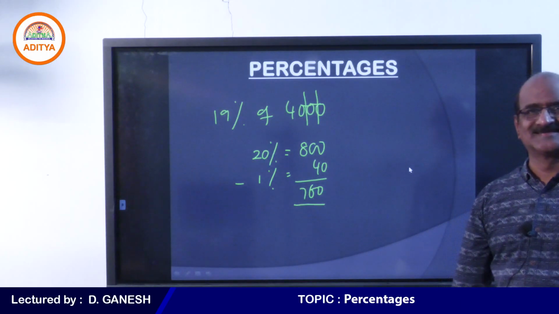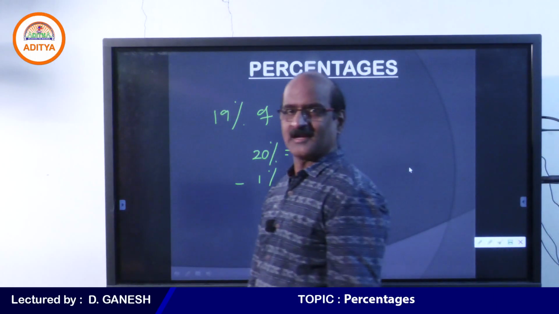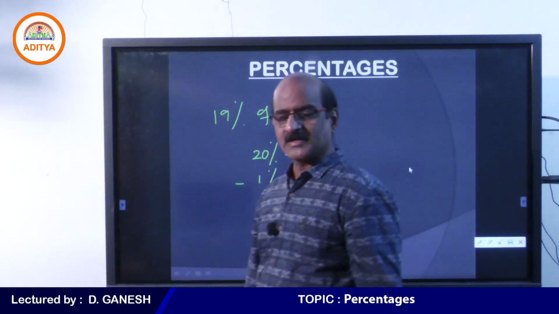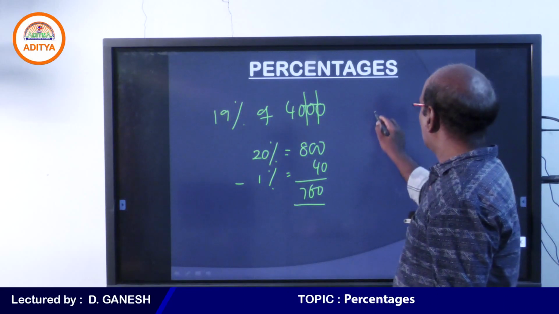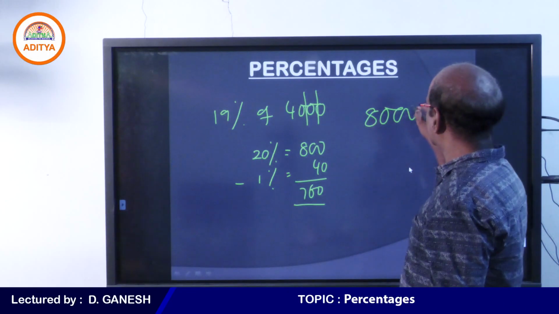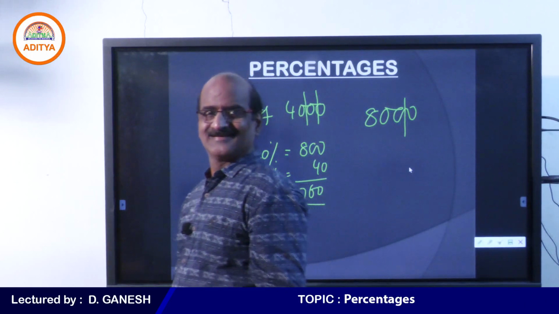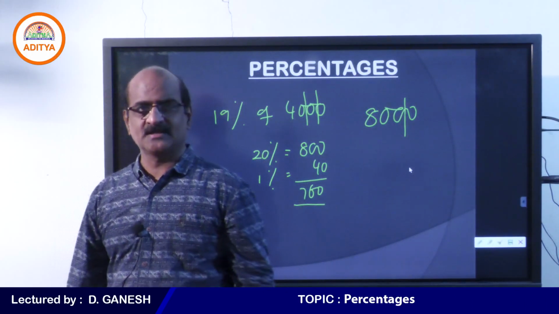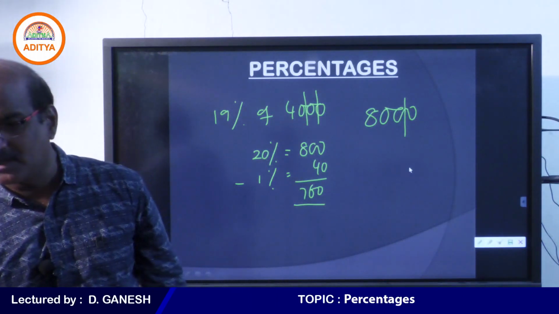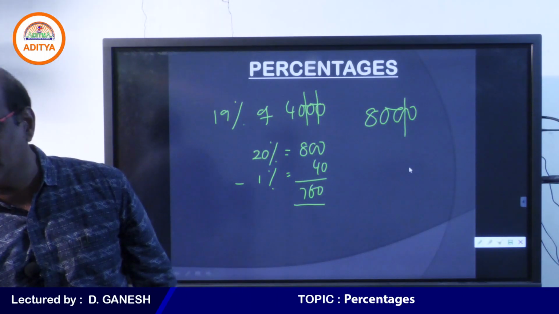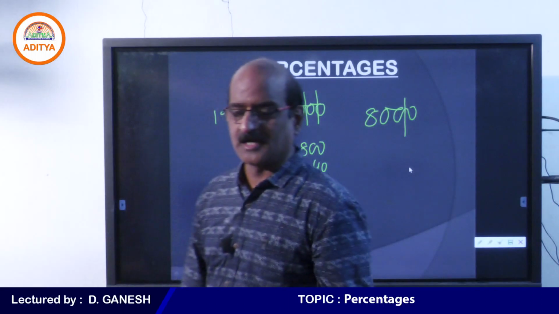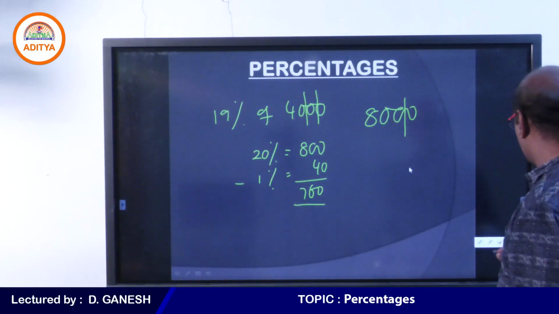So what is 10% of 8,000? What is the 10% of 8,000? 800. 10% is nothing but 1 by 10 of any given number. We can easily identify 10% and 1%. Right, my dear students? So yes, I think we are going in the right direction.